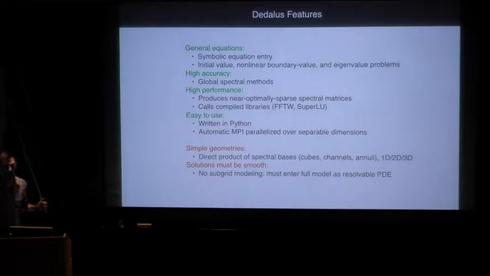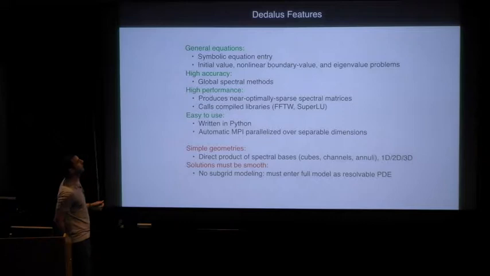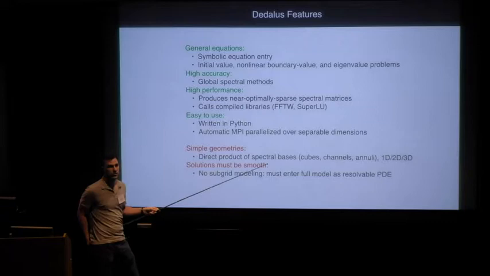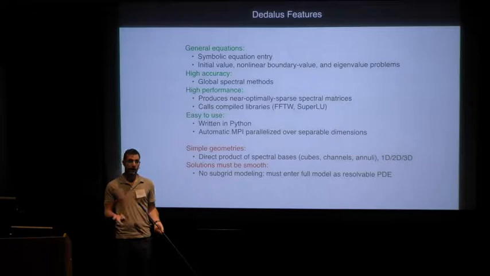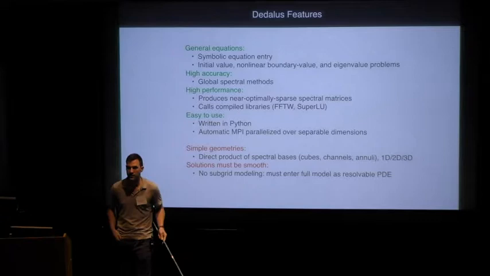We get high accuracy solutions because we're using global spectral methods, but it's still a pretty speed-competitive code overall. The parsing procedure that we use produces nearly optimally sparse matrices for general systems of equations. And when we're actually integrating those equations, at that point you're just doing time stepping, FFTs, and sparse matrix solves. All of those things we can use compiled libraries for. We use FFTW, which is a really good FFT library. SuperLU and other numerical linear algebra packages give you fast compiled routines for doing these matrix factorizations and matrix solutions.